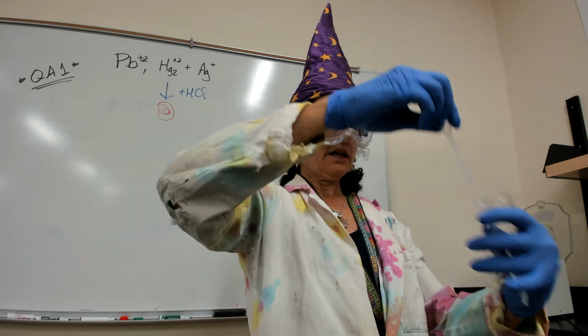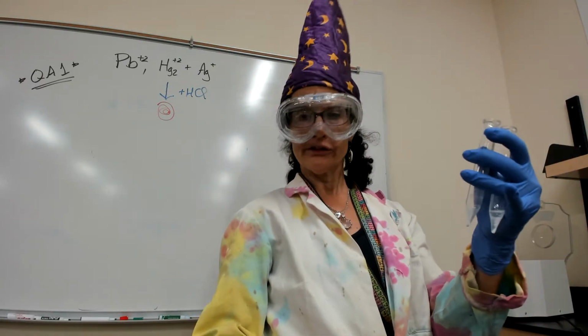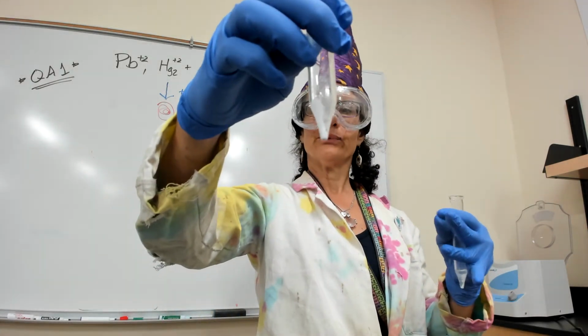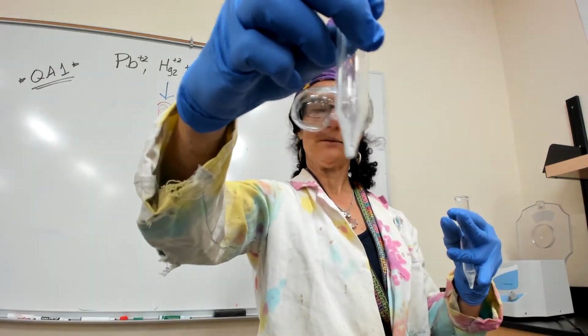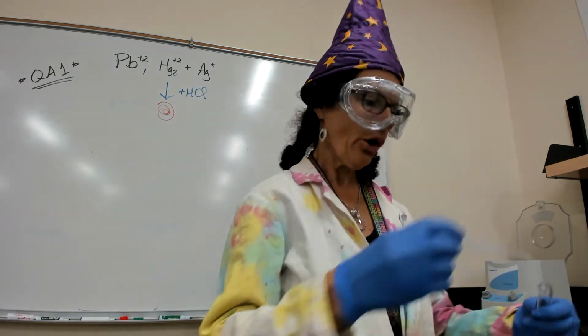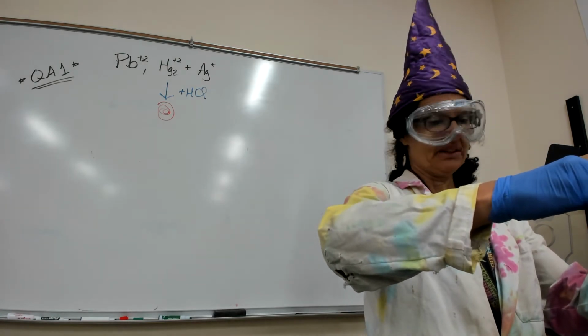Action. And transfer the supernatant. We want the precipitate, so this white stuff that's in the bottom. The supernatant we're not going to do anything with. I'm going to throw it in the waste.